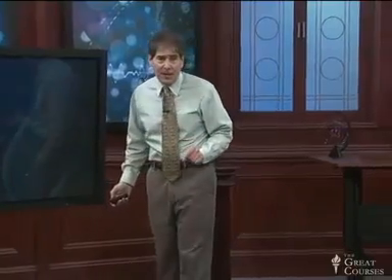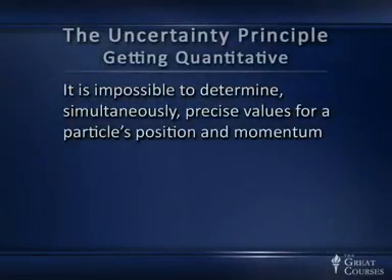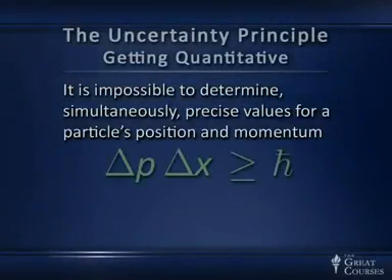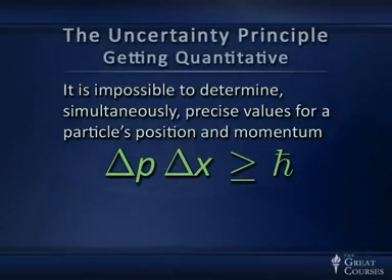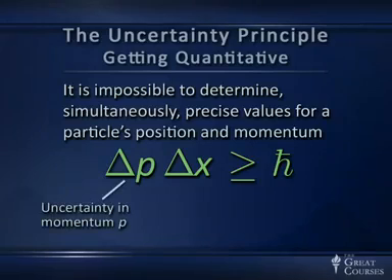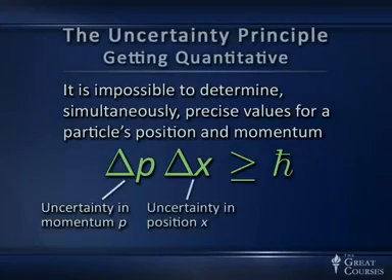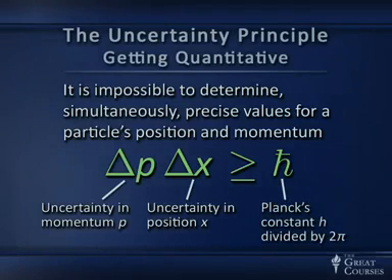Let's get quantitative with this idea. Here again is what Heisenberg says. It's impossible to determine simultaneously precise values for a particle's position and momentum. How does that manifest itself quantitatively? It's not an equation, it's an inequality. It says delta P times delta X has got to be greater than or approximately equal to h bar. What does this equation mean? Delta P is the uncertainty in the particle's momentum, P equals mv, mass times velocity. Delta X is the uncertainty in its position. And the inequality says that the product of the uncertainties can't be smaller than about Planck's constant divided by 2 pi, this h bar quantity.